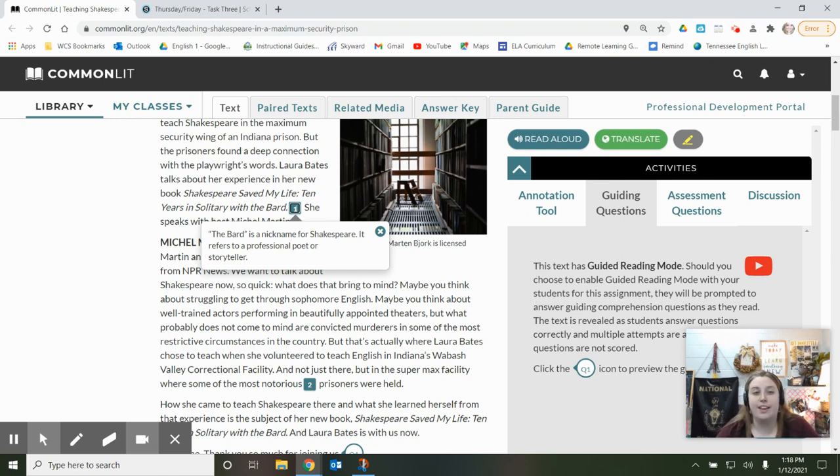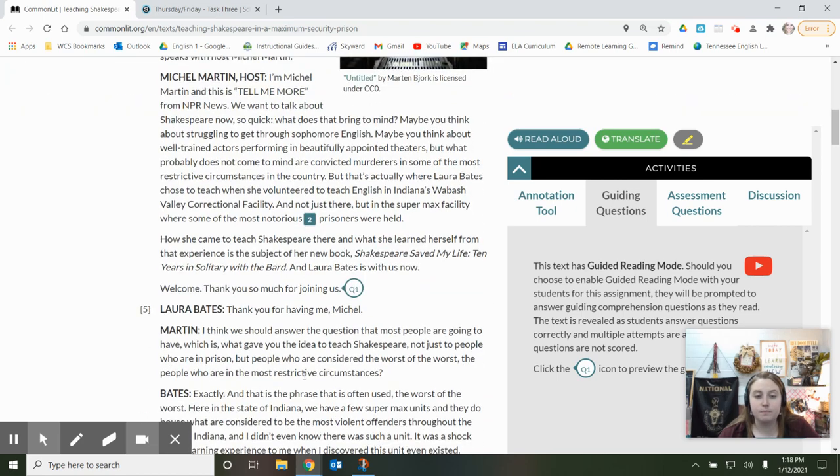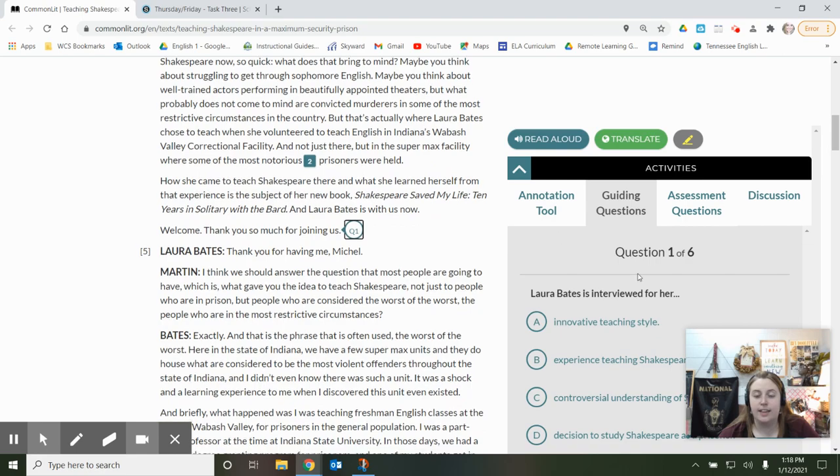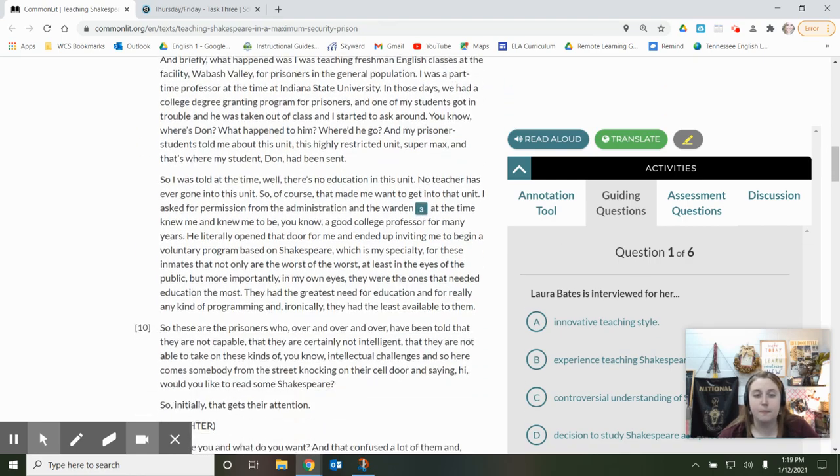Because sometimes you may think, oh, I know what that word means, but it's being used in a different context, okay? So always make sure that you're looking at the footnotes and you click on those. You'll also have guided reading questions just like this. Okay, that's basic, just comprehension.